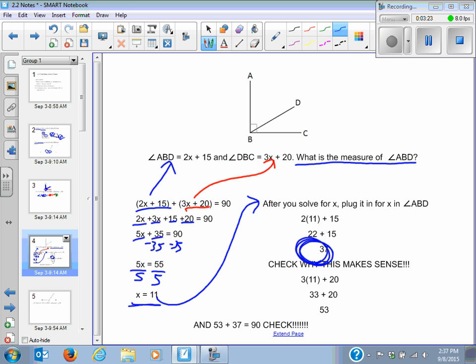Now check to make sure this makes sense. I plug my 11 in not only there, but I plug it into my other angle, and when I do that I get 53. The reason I can check this is if they both add up to 90 degrees, which they're supposed to because of this little box telling me they're a 90 degree angle, 53 plus 37 is 90. I know that 37 would make sense, and also my x being 11 makes sense. It all adds up.